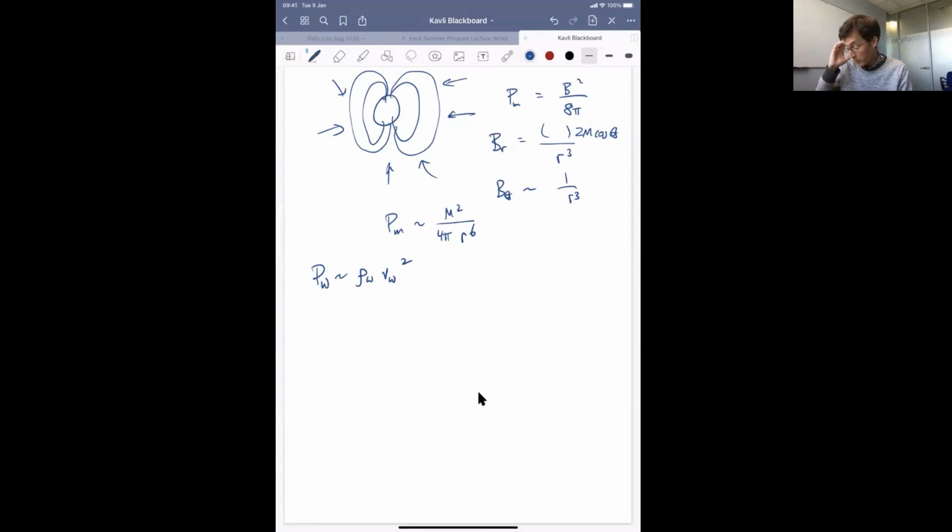So we need to figure out what those two things are. If it's just free fall, then the velocity of the wind is going to be, if this thing has mass m and you're a distance r away, (2GM/r)^(1/2). And the density, let's say the mass accretion rate, which we can usually measure, is something like M dot. So the density of the wind, if it's spherically symmetric, is just M dot over 4 pi r squared v wind.